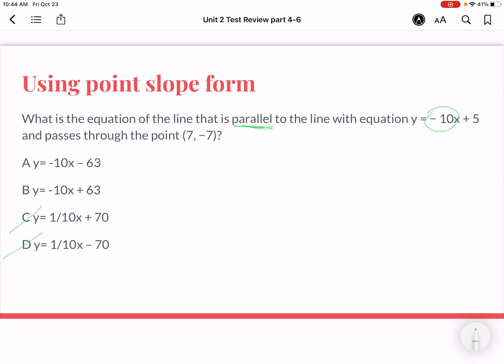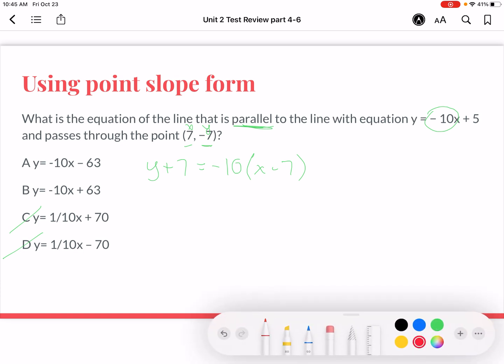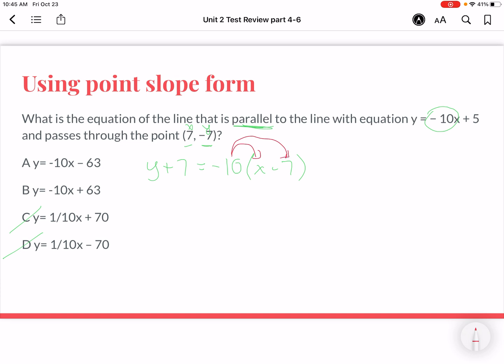Okay, now when I go to write my equation, I'm going to use point slope form. So it's y minus y1. Well, here's y1, it's -7, so it's y plus 7 equals a -10 in front of x minus 7. Remembering again that my point is always going to be the opposite of what it is in the equation. Now I simply change my point slope form into slope intercept. I'm going to distribute the -10. So y plus 7 equals -10x plus 70. And then I'm going to subtract 7 from both sides. So y equals -10x plus 63. So in that case, B is my correct answer.